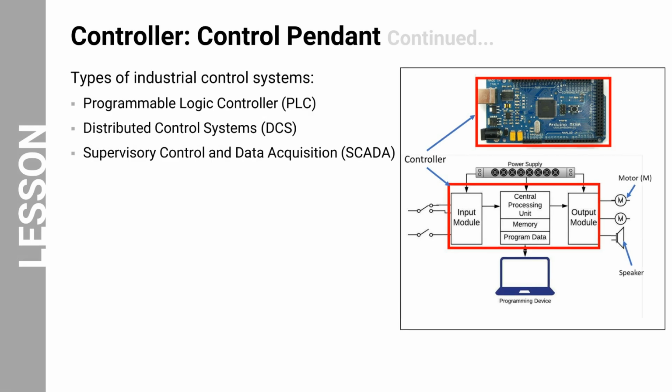In industrial applications, this control architecture is implemented through more robust systems like programmable logic controllers, or PLCs, which use ladder logic to define actions based on specific conditions. Other systems include distributed control systems, known as DCS, and supervisory control and data acquisition, known as SCADA systems. Each of these systems offers different levels of control and monitoring capabilities. The entire system connects to a programming device, shown as a laptop in the illustration, for configuration and monitoring.